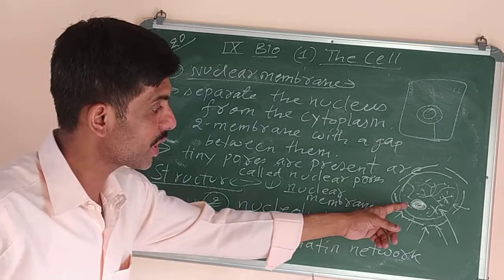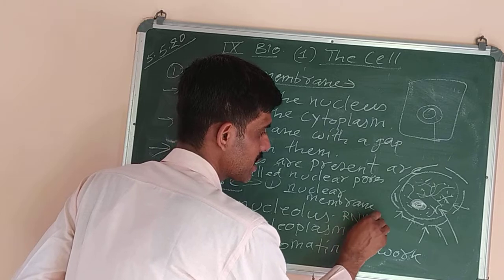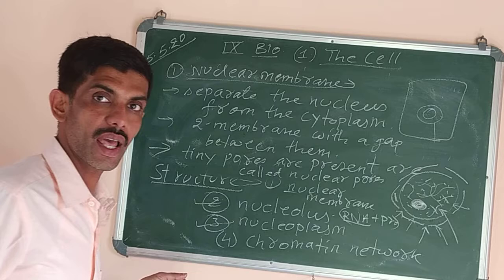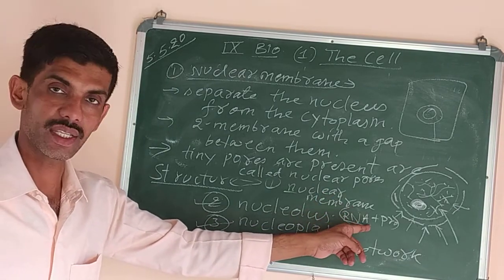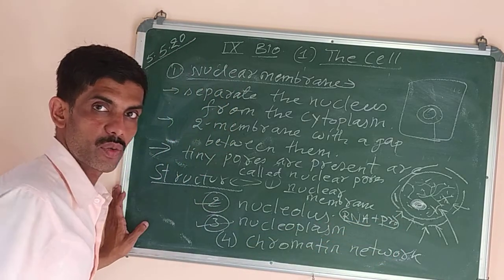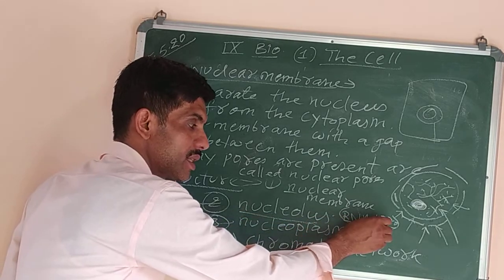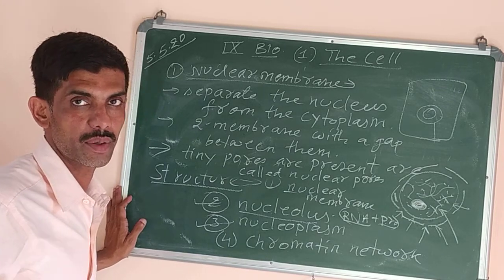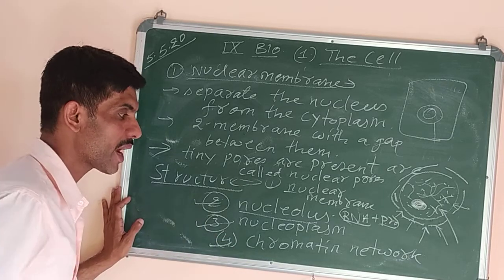It is rich in proteins and RNA. So this nucleolus contains RNA plus proteins. RNA stands for ribonucleic acid. RNA is a genetic material, just like DNA, and proteins are one of the nutrients. So nucleolus is made up of RNA and proteins. The function of nucleolus is to help in ribosome synthesis, and ribosomes are the protein factory of the cell. Okay, got it? Last one, we'll do chromatin network.